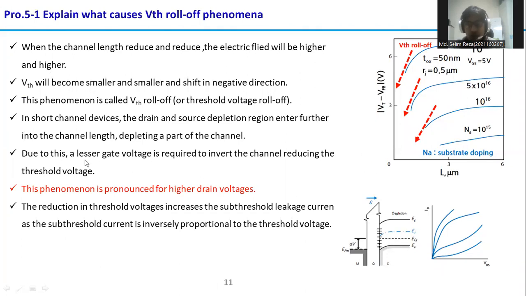So less gate voltage is required to invert the channel, which reduces the threshold voltage. This phenomenon is produced when we apply a high drain voltage; it is created at the roll-off position. And the reduction of the threshold voltage increases the sub-threshold leakage current, and the sub-threshold leakage current is inversely proportional to the threshold voltage also.